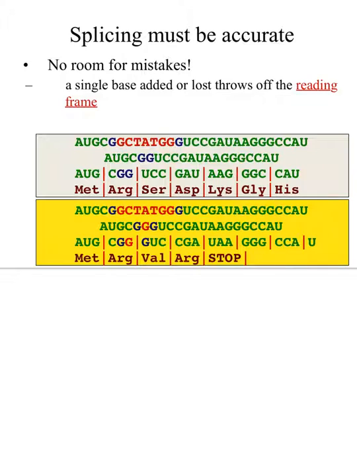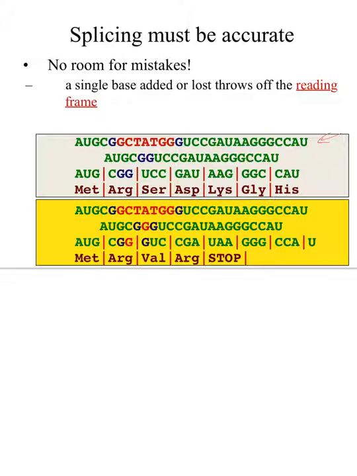Obviously this is kind of a big deal. When they're splicing that RNA, they need to not make any mistakes. It needs to be accurate. A single base added or lost is going to throw off the whole reading frame. And so if you see the DNA, and here's your RNA, okay? And then if there's a mistake, you can see what happens here.